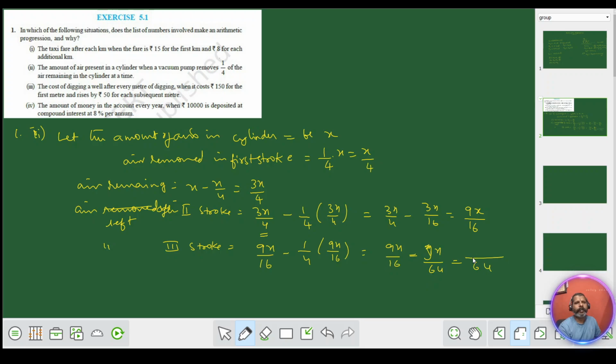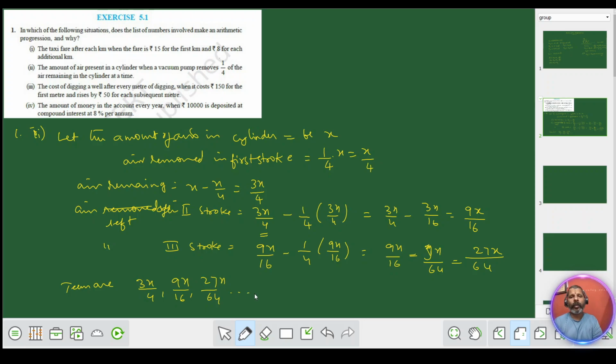64 is the LCM. 16 fours are 64, 4 nines are 36. 36 minus 9 will come to 27x. That's enough now. Therefore, what are the terms now? The first remaining term is 3x by 4. Next remaining is 9x by 16. Next remaining is 27x by 64.